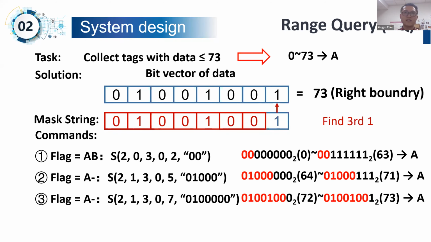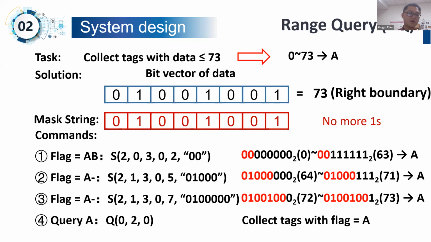Finally, we take the left 7 bits as a bit mask to choose 72 and 73. As we can see, all target tags have been included, and we can collect them with a query A command.